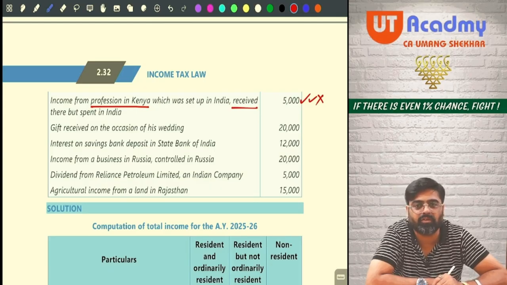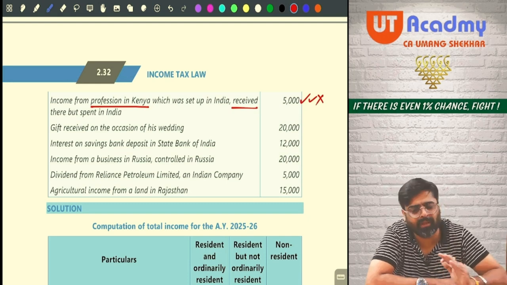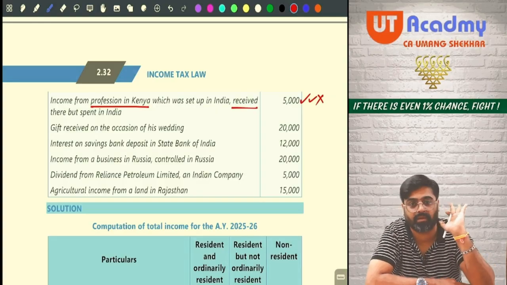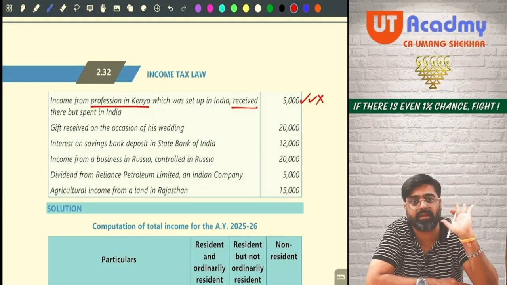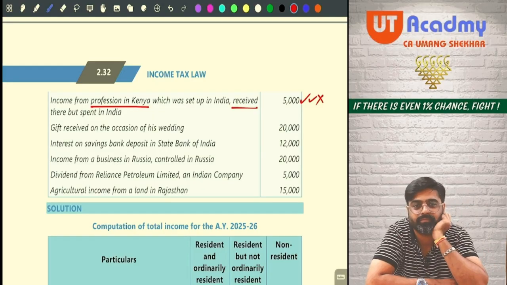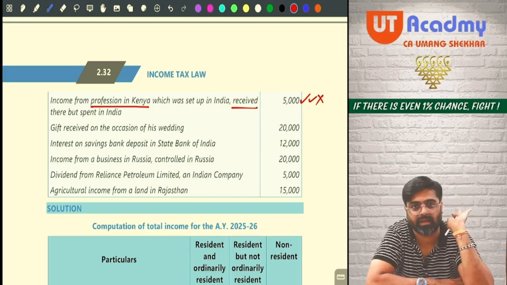Sure? Gift received on the occasion of wedding. On your wedding, whatever gifts you are getting from relatives, from friends, from colleagues, from employer, anyone coming to your wedding and giving a gift is treated as a blessing. That gift is never charged to tax. That gift is out of the income tax net.